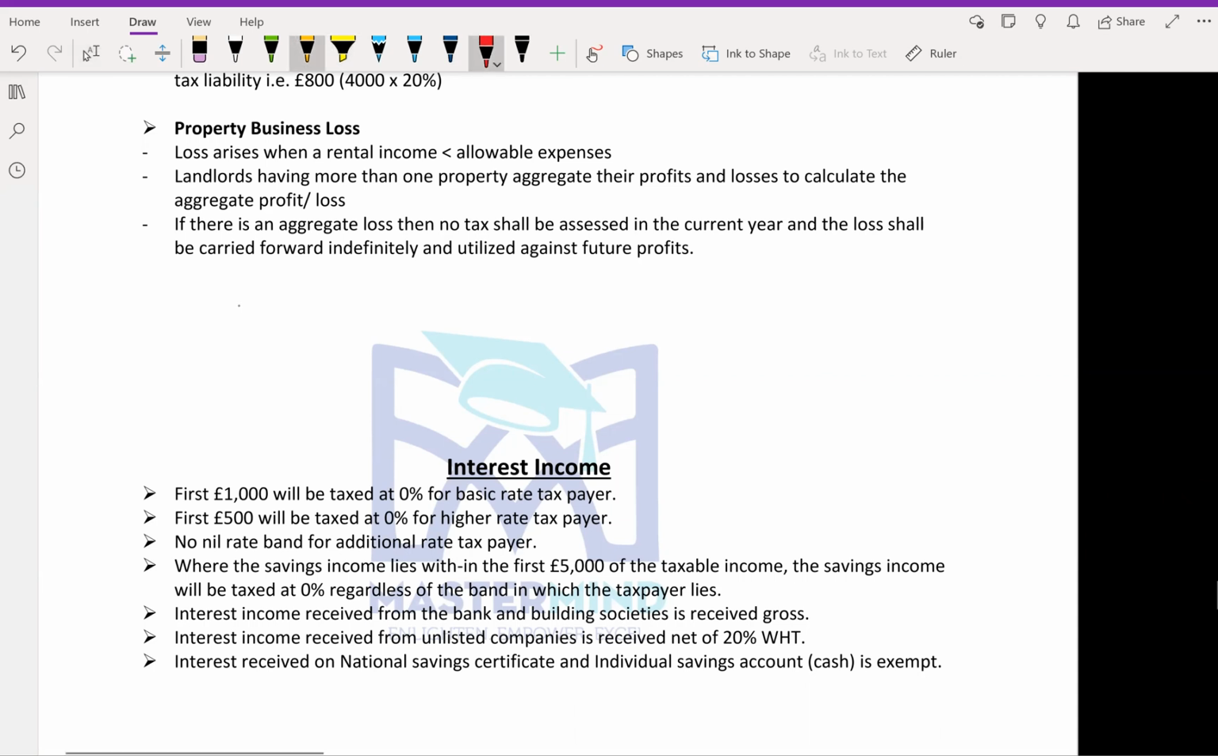This aggregate loss obviously will not be assessed for tax in the current year and will be carried forward indefinitely and utilized against future property income profits. Whenever you get a future property income profit, it will be utilized against that. And it's indefinite, by the way.